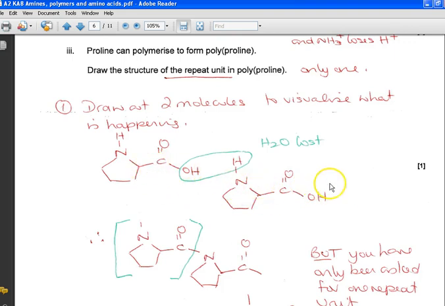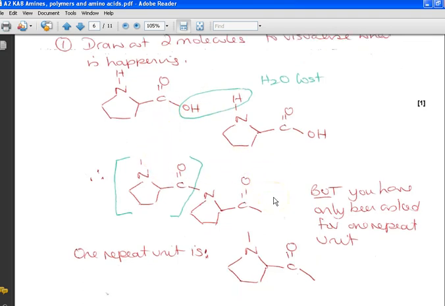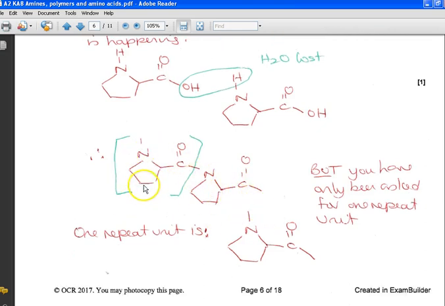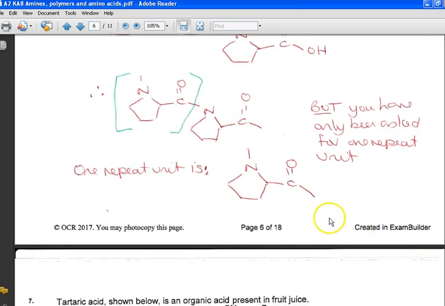So I've drawn two proline molecules, and because you're only asked for one repeat unit, you need to make clear what you actually want marked here. So I've drawn them out together, taking it from here. I've put this bracket round to indicate that that is my repeat unit. Notice trailing bonds here, so there's nothing here and there's nothing here. Or you could cross that out and then draw a repeat unit and actually draw attention to the fact that that is one repeat unit.